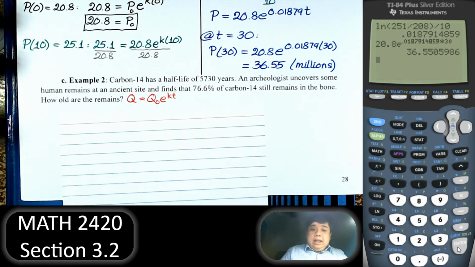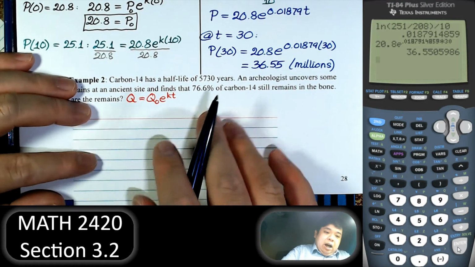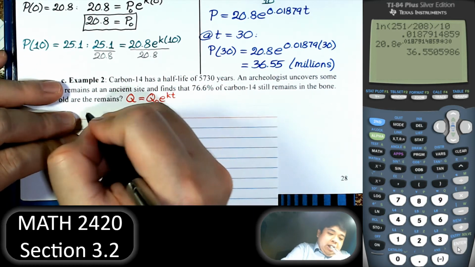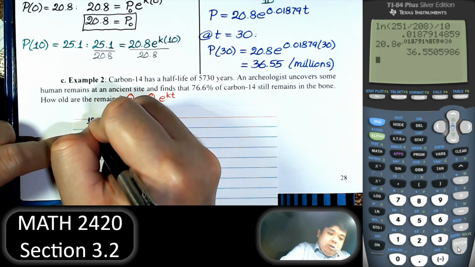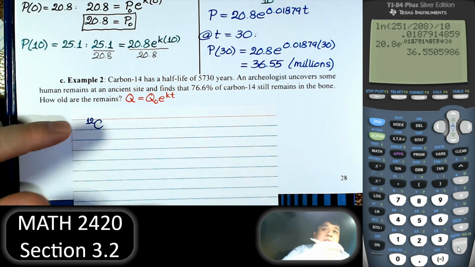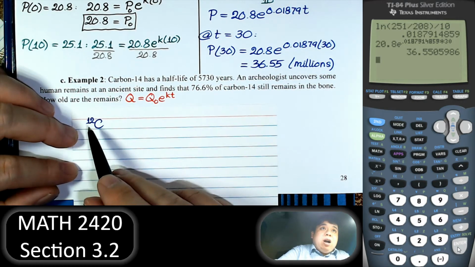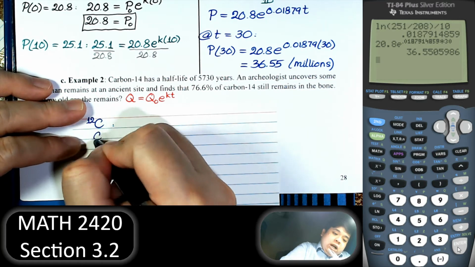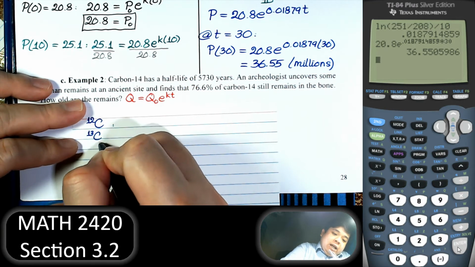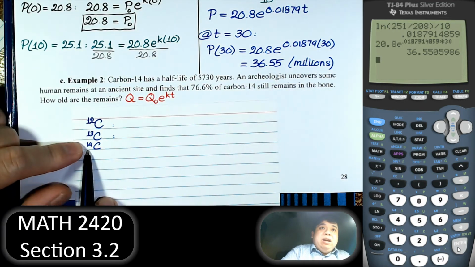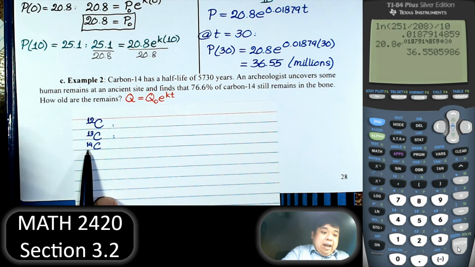So here's the background though. Carbon, naturally there will be carbon 12. 12 here meaning there will be 6 neutrons and 6 protons. And in nature, most of them are carbon 12. And there's also carbon 13 and carbon 14. Carbon 14 meaning there will be 6 protons and 8 neutrons.